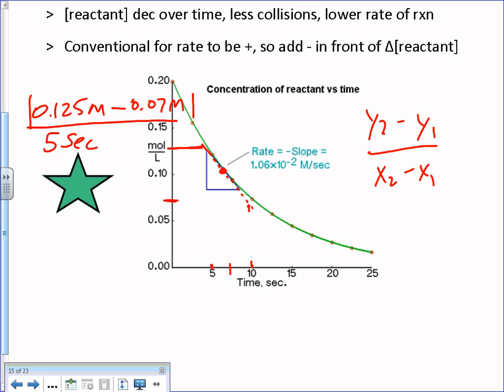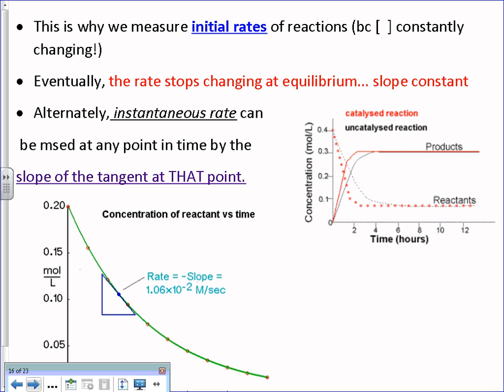We will always calculate initial rate, which is at the very beginning of the reaction, what's happening in the first couple seconds, because that slope changes somewhat slower than this over here. So we try to get the initial rate of reaction, and that's what we go with for our rate of the reaction. Okay, so pretty sure I just told you all that.